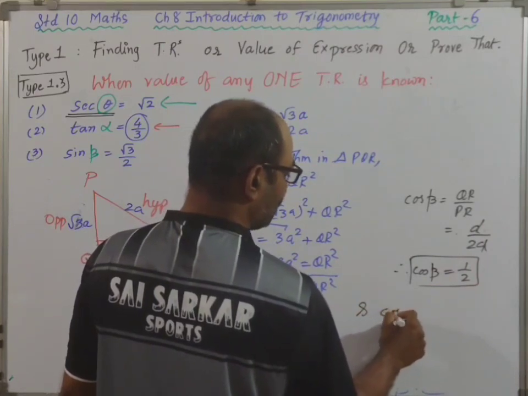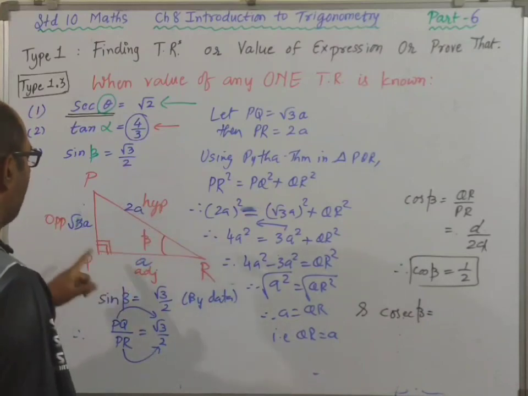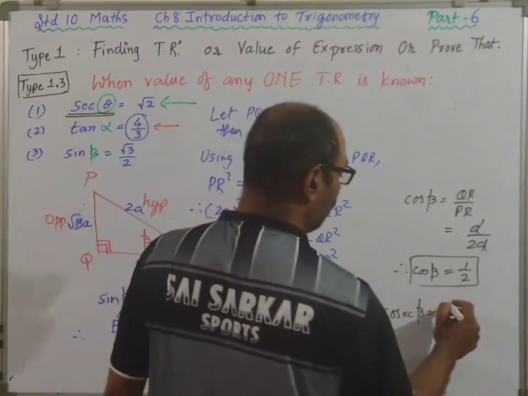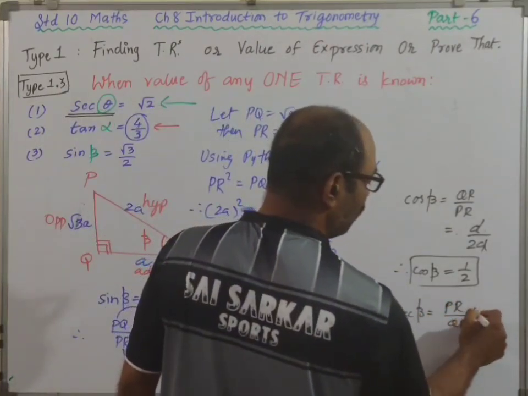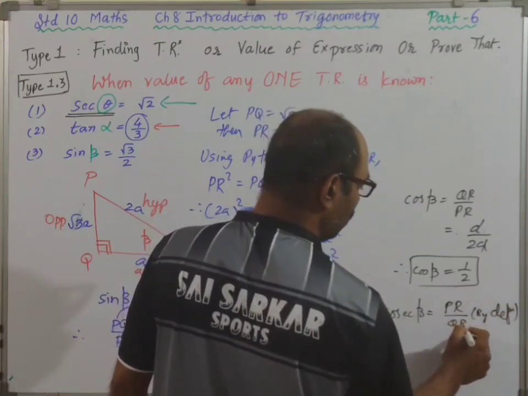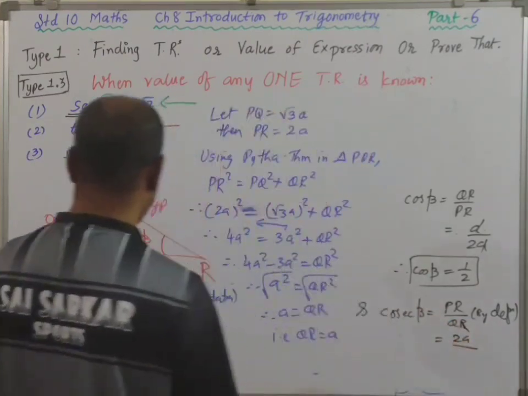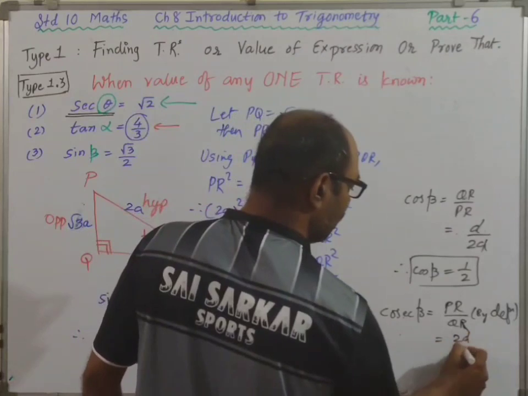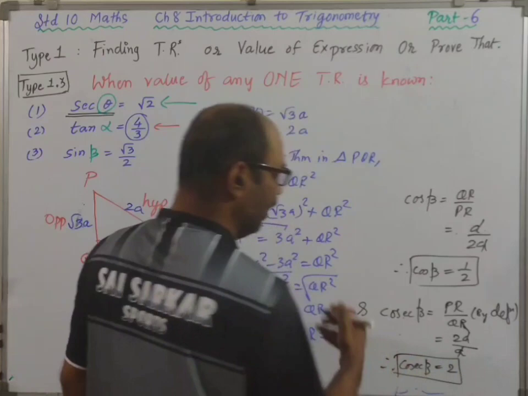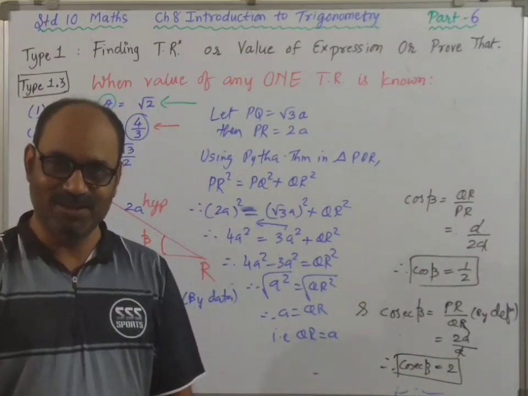And cosec beta is equal to hypotenuse upon opposite. You can write by definition. PR upon QR. PR is 2a, QR is a. So 2. So like that you can find the values of the remaining trigonometric ratios. I hope you have understood.